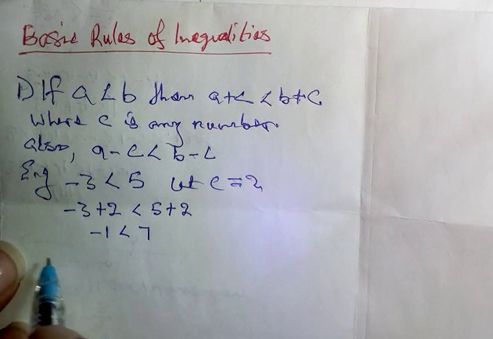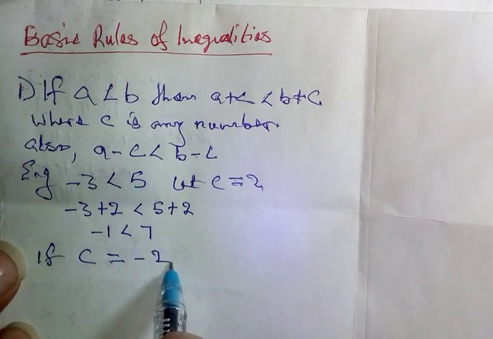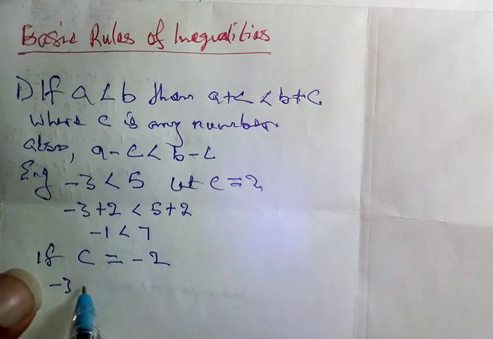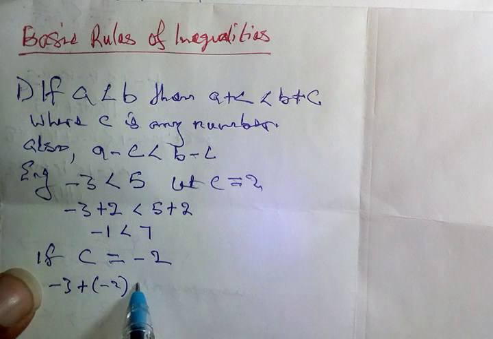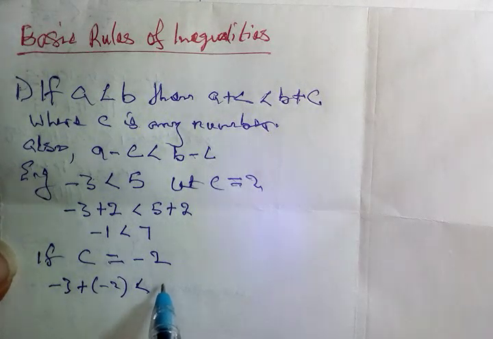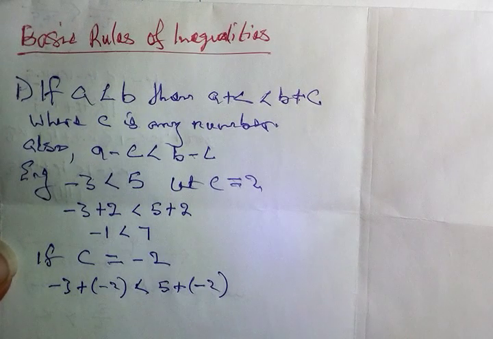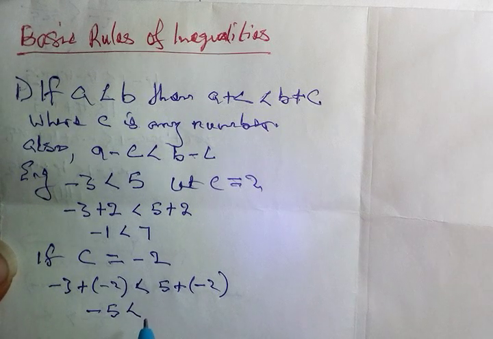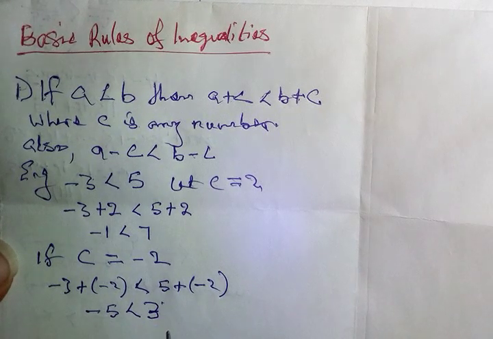Again, if C is equal to minus 2, a negative number, then minus 3 plus minus 2 is also less than 5 plus minus 2, which will give me minus 5, which is a number less than 3.